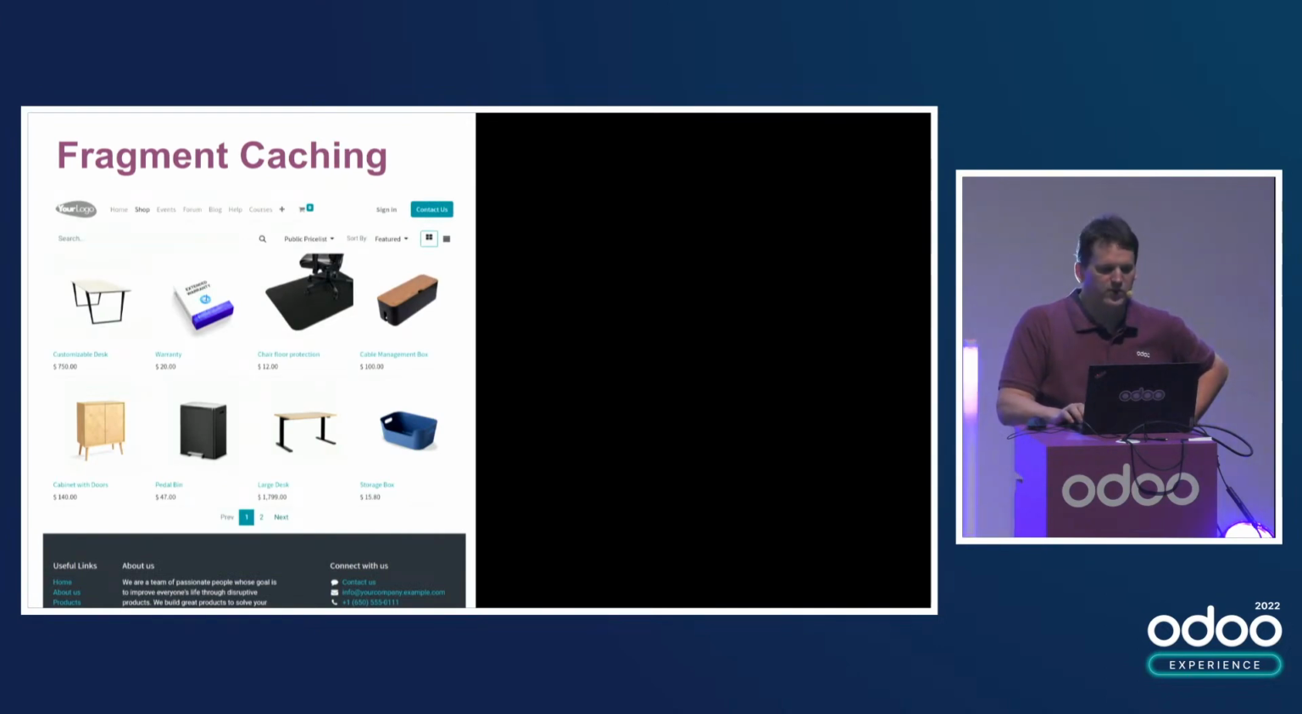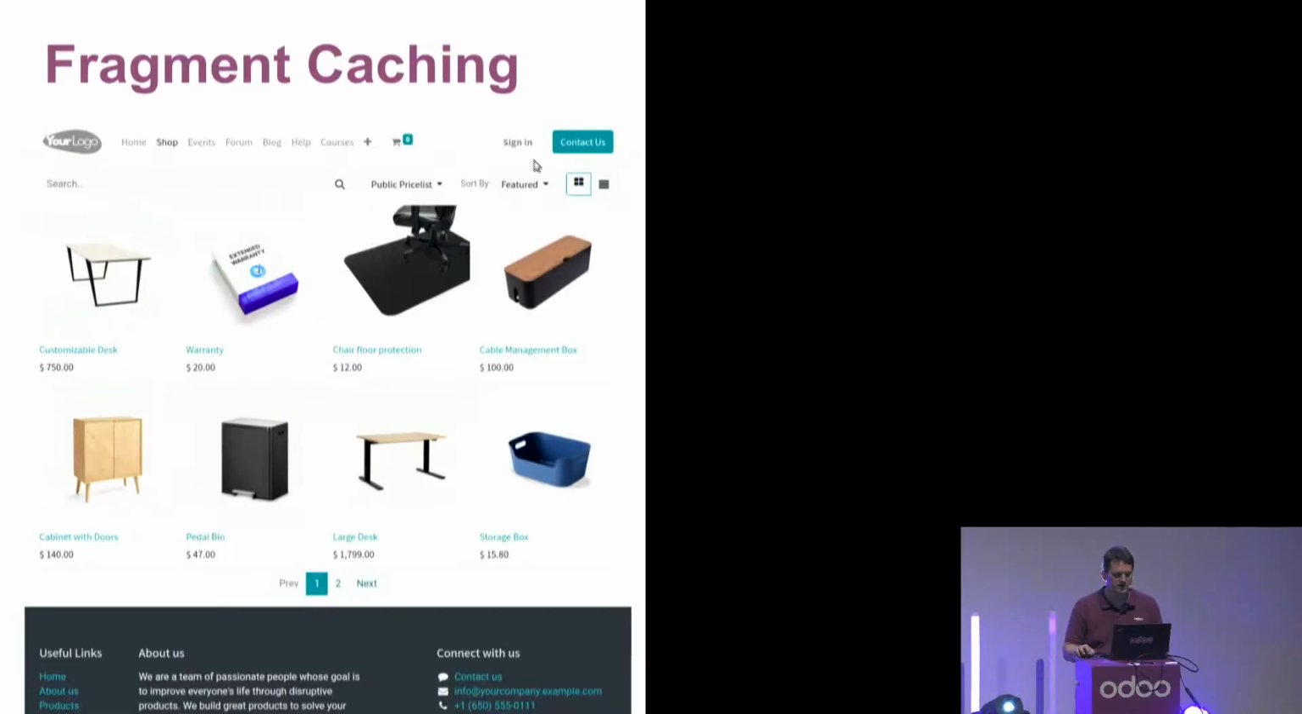We introduced fragment caching for the front end. So it's a method to cache the data in Odoo, but caching is very complex because some elements of your page, like the signing in, are dynamic. I mean, some users are signed in, so others are not. Maybe the price is dynamic too, because you have different prices on your website.